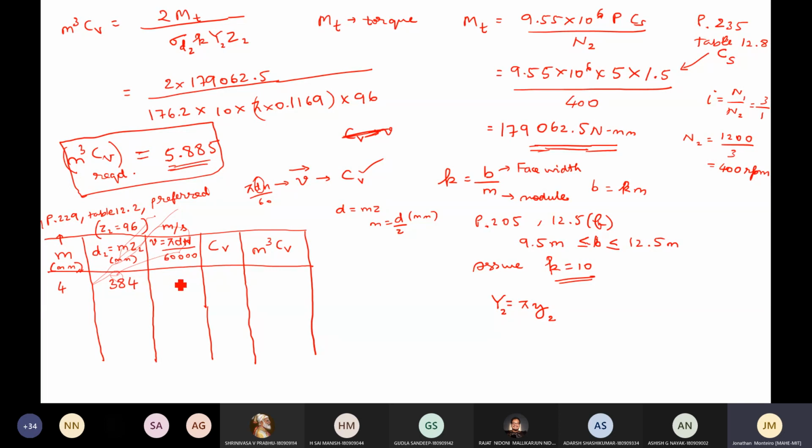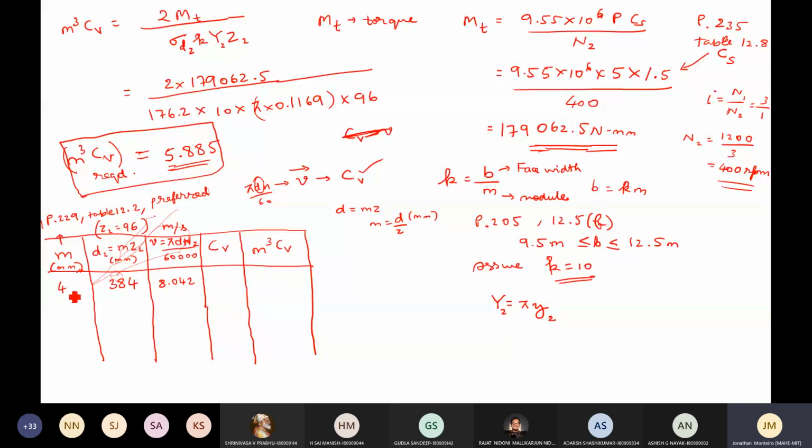Velocity for that will be 5 into 384 into N2, where N2 is 400 by 60,000. So this will give you a value in meters per second of 8.042. Okay, please understand this process, what I have done.